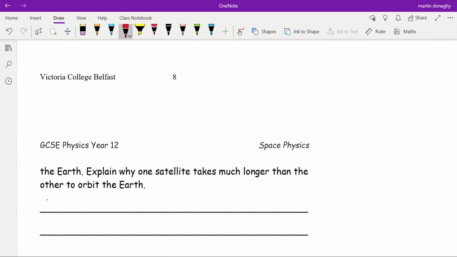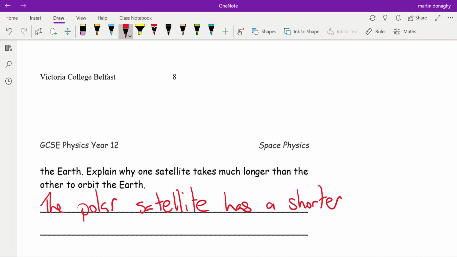This question, however, just asks us why one satellite takes much longer than the other to orbit the Earth. The polar satellite, in this case, has a shorter orbital path and a faster speed.